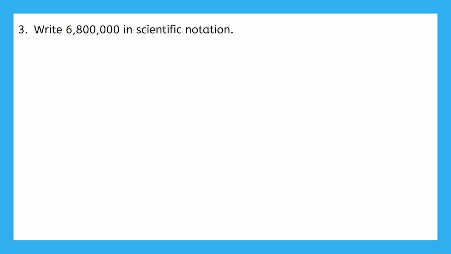Try this last one on your own. This time we're converting a really large number to scientific notation. Be sure to think about the exponent's sign. Pause the video and write 6,800,000 in scientific notation.